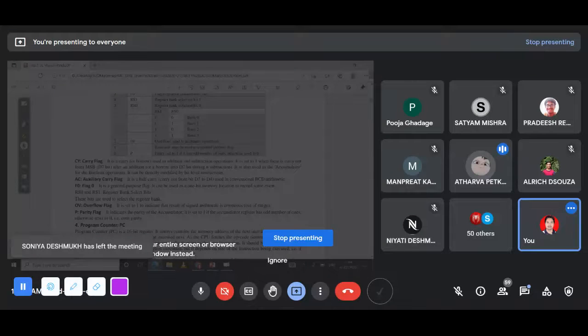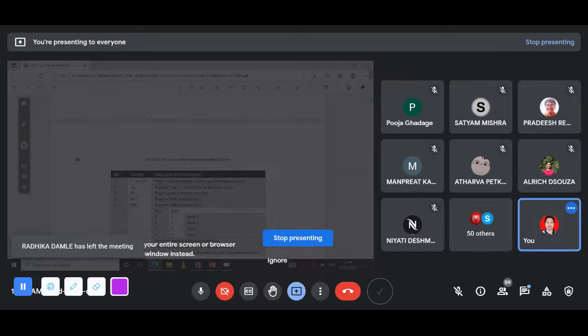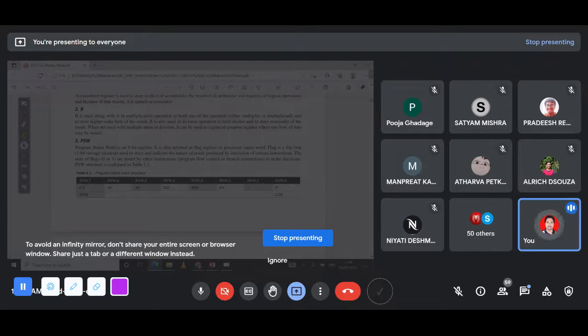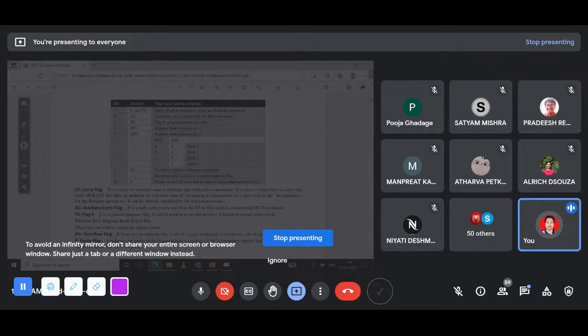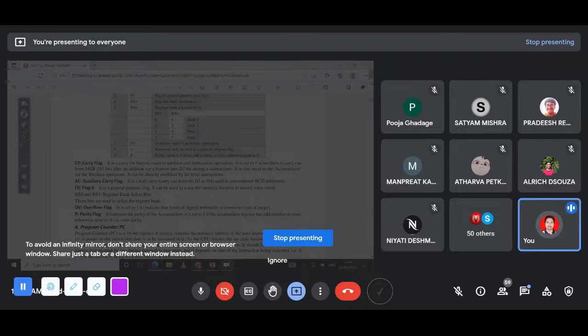I will finish it up. We are left with the F0 flag, only one flag is left, that is F0. Regarding the F0 flag, it is a general purpose flag. It can be used as a 1 bit memory location to record some event. So F0 can be used to store 1 bit of data. It is a general purpose flag.